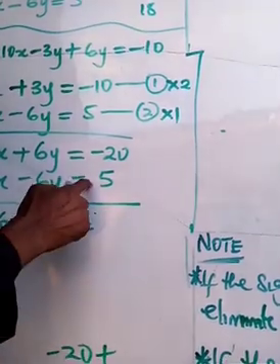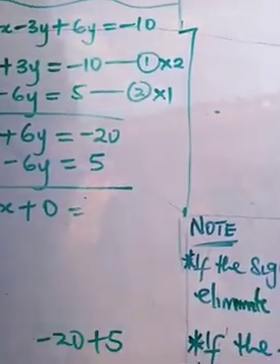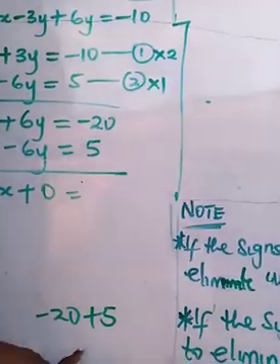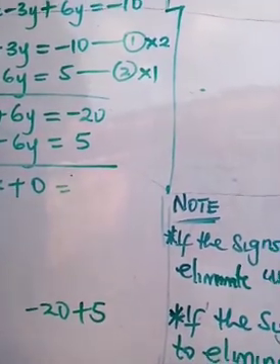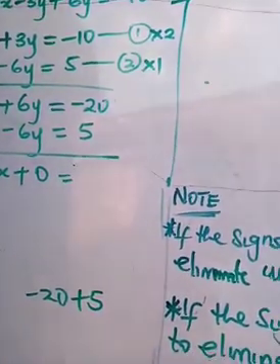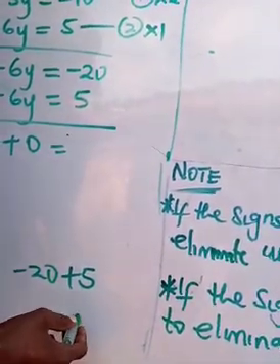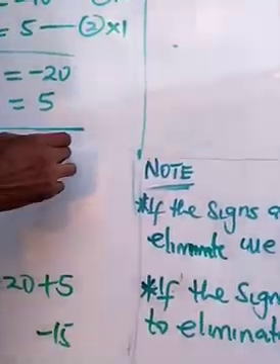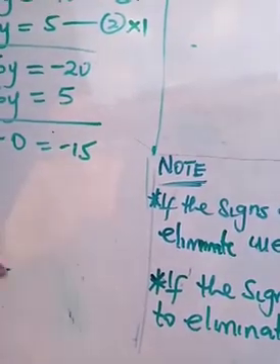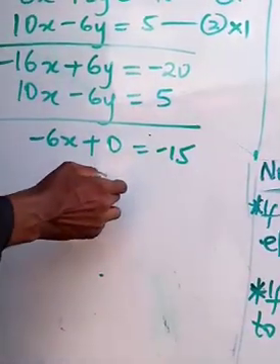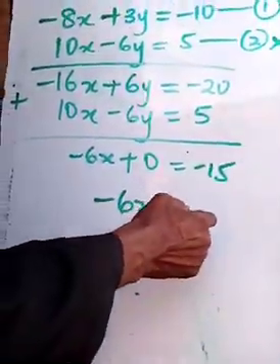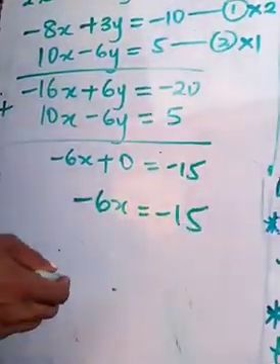Then this one is minus 20 plus, there is an invisible plus 5. So you are owing 20 but you have 5. You are owing somebody 20 but you have 5. So if you try to pay all the 20, it will not be possible. So you'll still be owing 15. You put a minus. So we have minus 6x plus 0, that's minus 6x, is equals to minus 15.